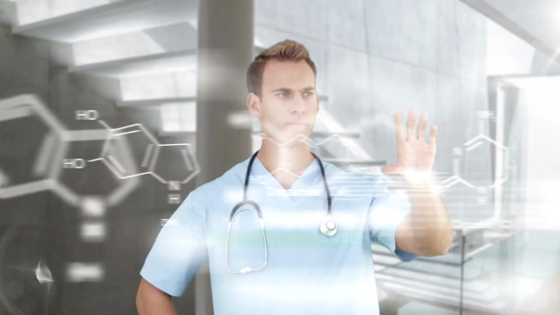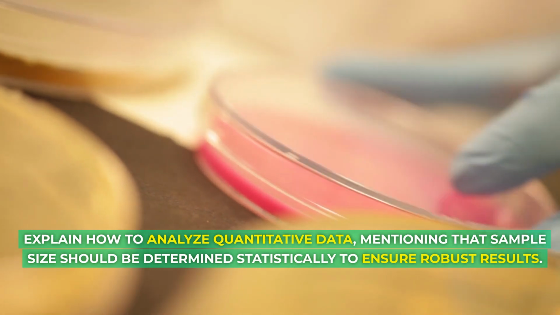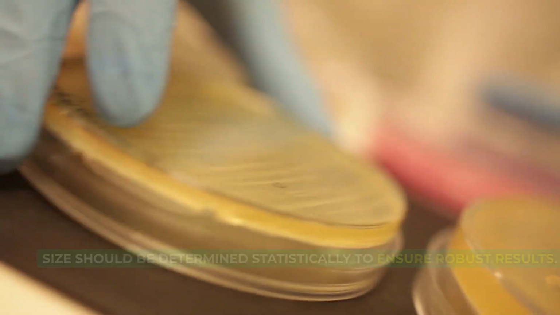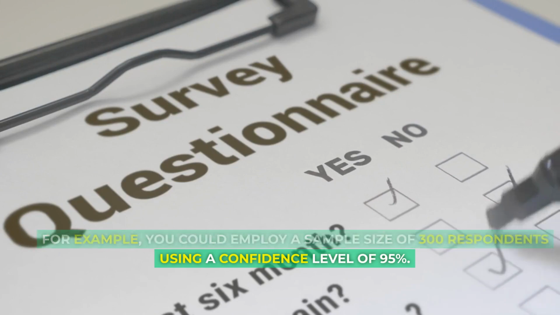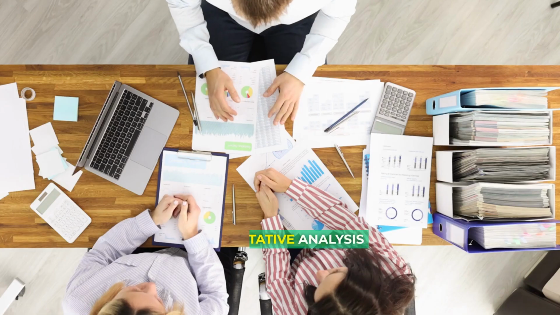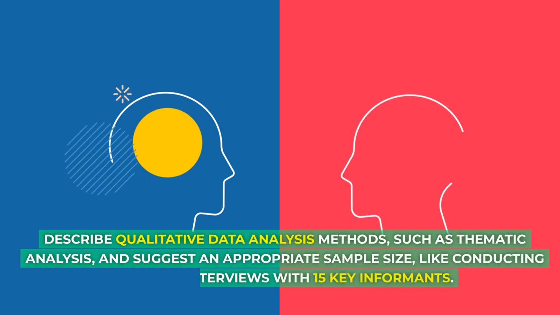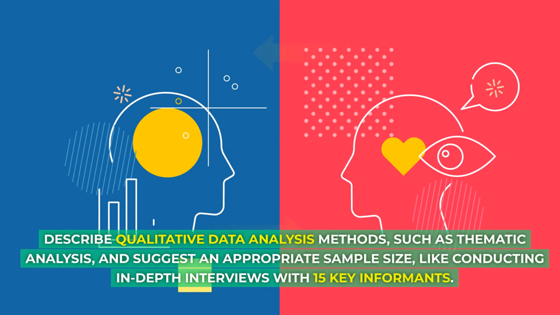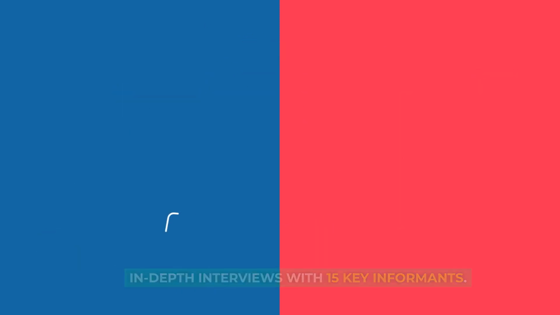Quantitative analysis. Explain how to analyze quantitative data, mentioning that sample size should be determined statistically to ensure robust results. For example, you could employ a sample size of 300 respondents using a confidence level of 95%. Qualitative analysis. Describe qualitative data analysis methods, such as thematic analysis, and suggest an appropriate sample size, like conducting in-depth interviews with 15 key informants.